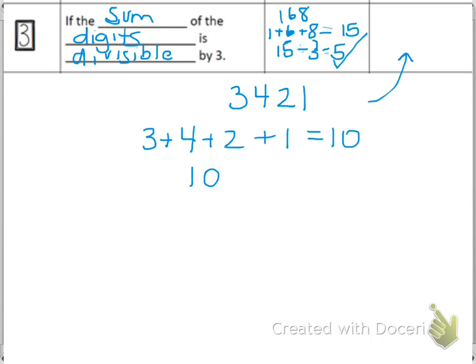Now, is 10 divisible by 3? Well, 3 can go into 10 3 times, but we get a remainder of 1, because 3 times 3 is 9, and we have 1 left over. So that means that 3,421 is not evenly divisible by 3. All right, let's go on to the next one.